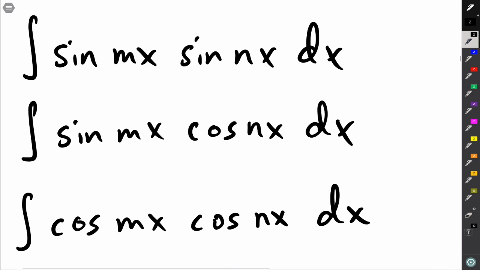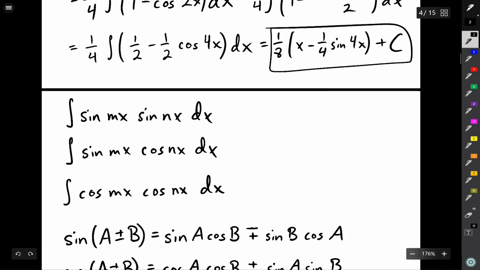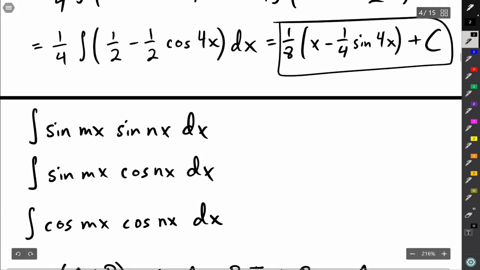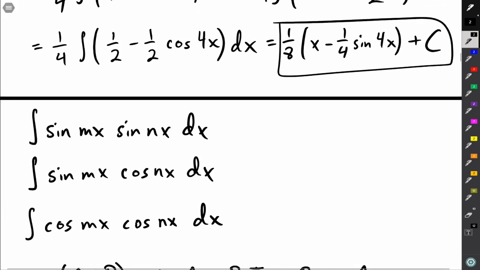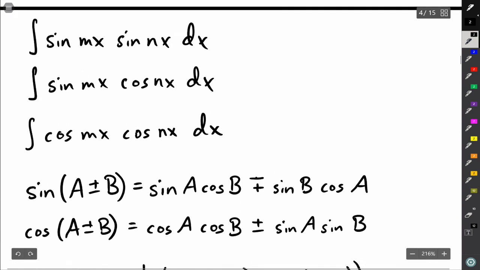That relies, at its very core, on how these integrals here work out. In order to do these, we're going to need some trig identities, and it's based off of these two right here, the sum and difference formulas.